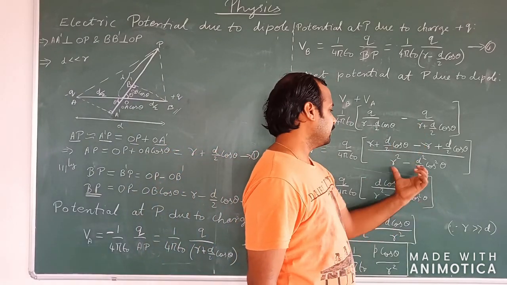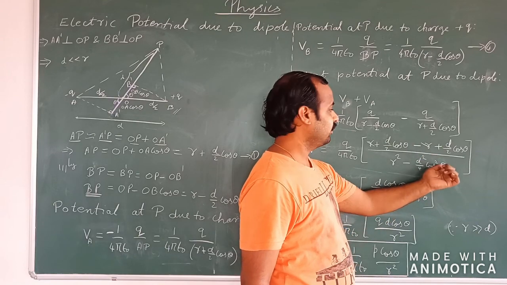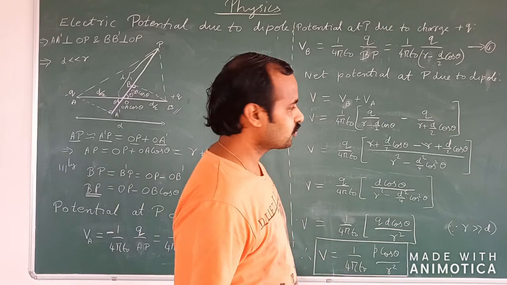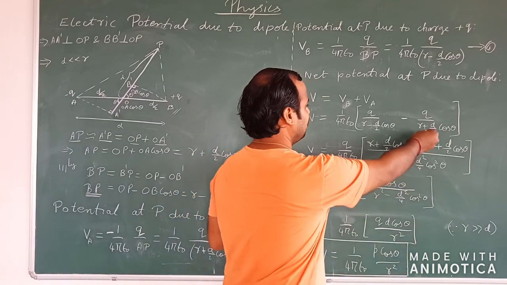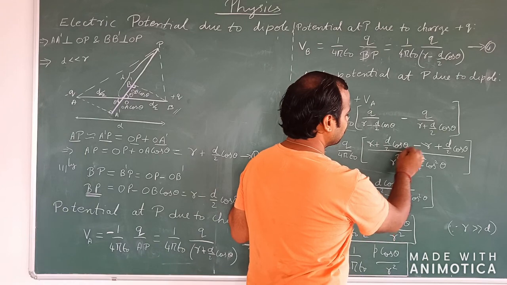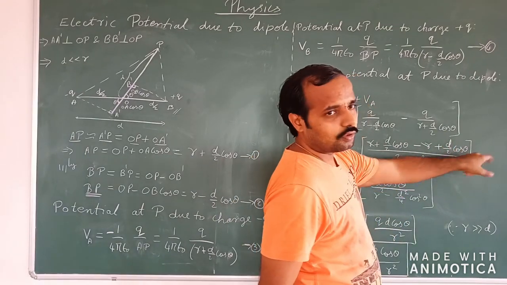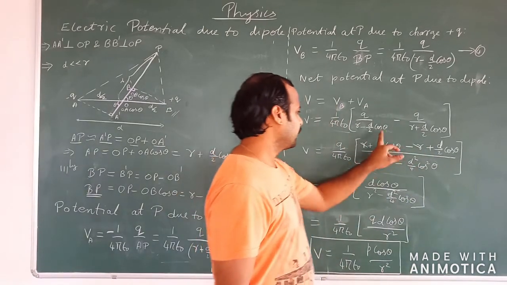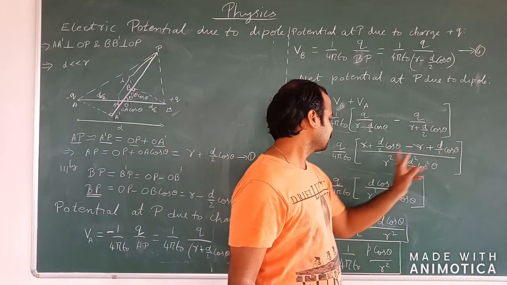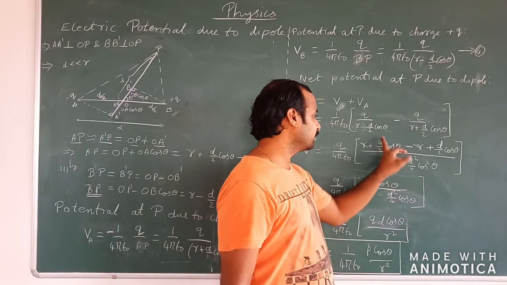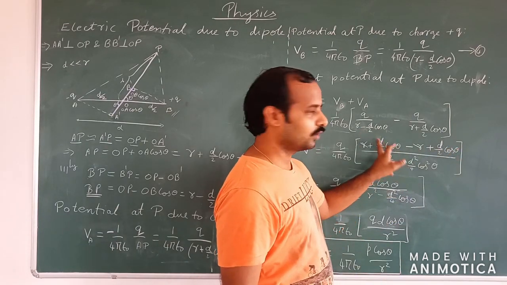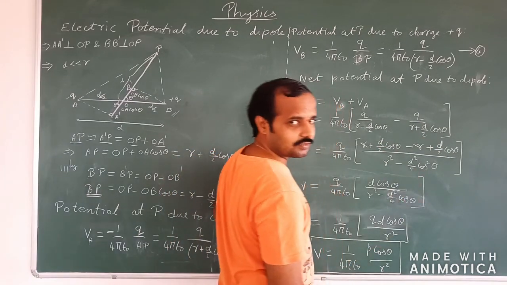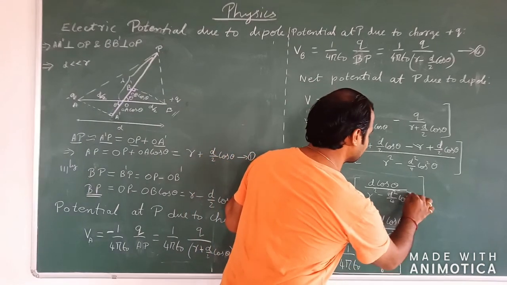The LCM comes out to be R square minus D square by 4 cos square theta, using the formula A minus B into A plus B equals A square minus B square. In the numerator I get R plus D by 2 cos theta minus R plus D by 2 cos theta. So here R and minus R get cancelled, and we have D by 2 cos theta plus D by 2 cos theta. 2 times D by 2 cos theta gives us D cos theta, as the 2 and 2 cancel. The denominator is R square minus D square by 4 cos square theta, which we write as it is.